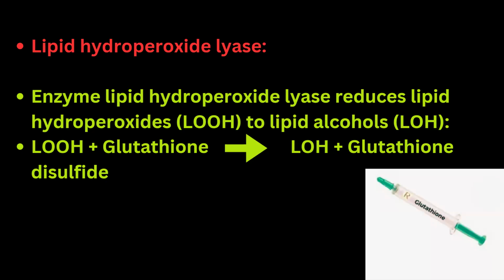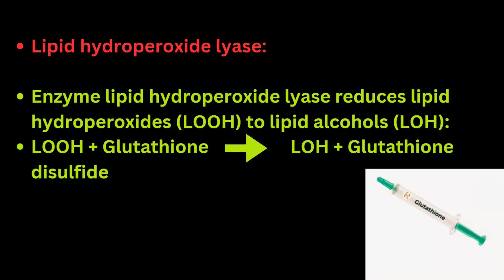Then the next mechanism is lipid hydroperoxide lyase. In this, the enzyme lipid hydroperoxide lyase reduces the lipid hydroperoxides to lipid alcohols, which are less reactive, and which are excreted from the body by urine or other fecal waste.